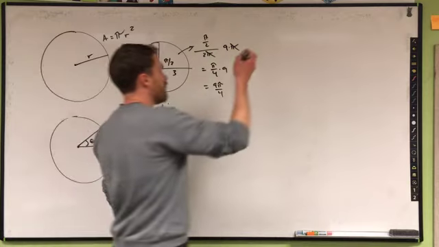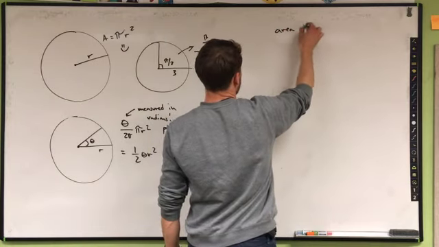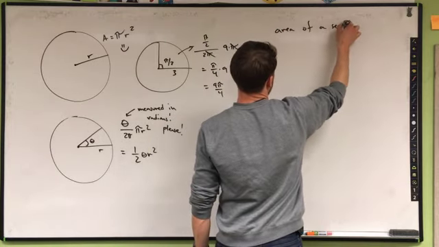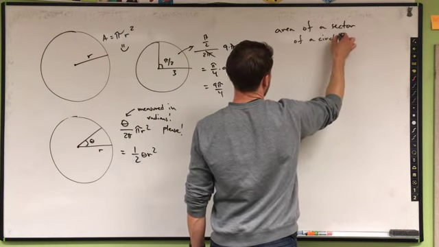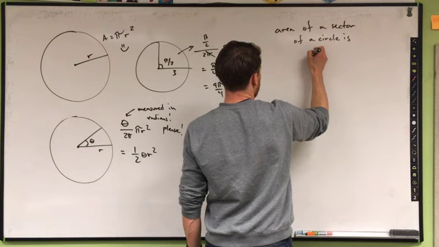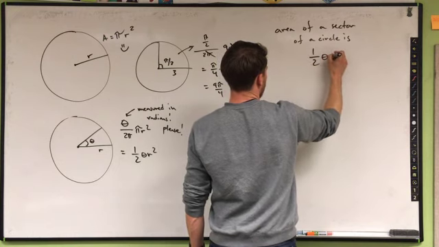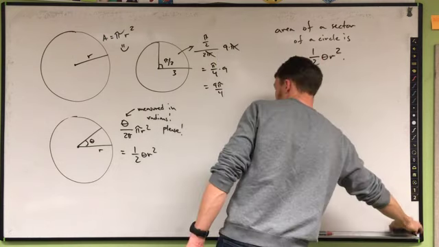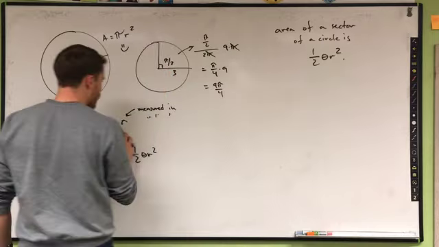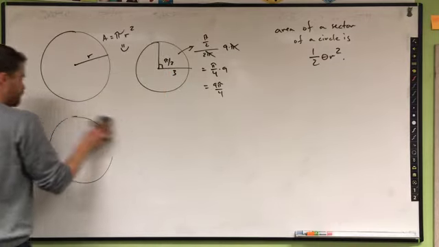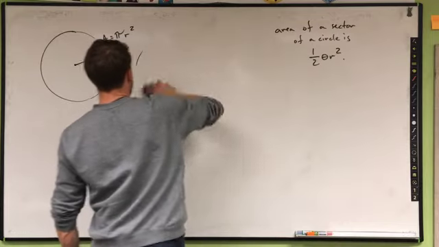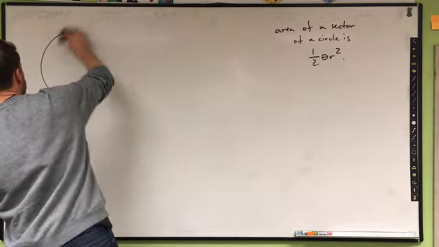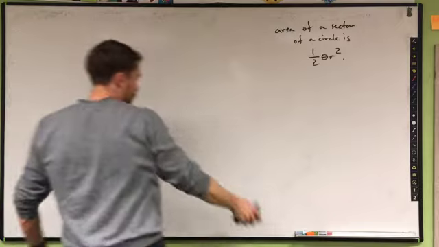So the important thing is that the area of a sector of a circle is 1/2 theta r squared. Believe it or not. So how do we use that now to talk about the area of polar curves?